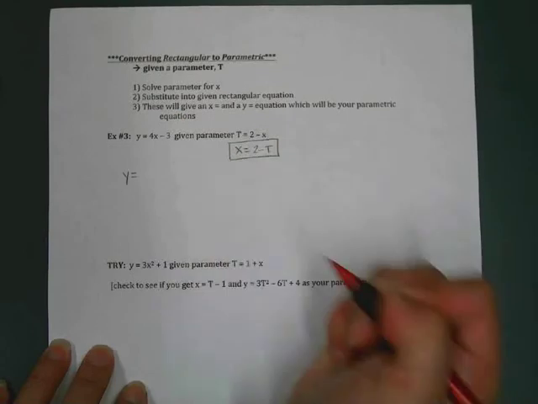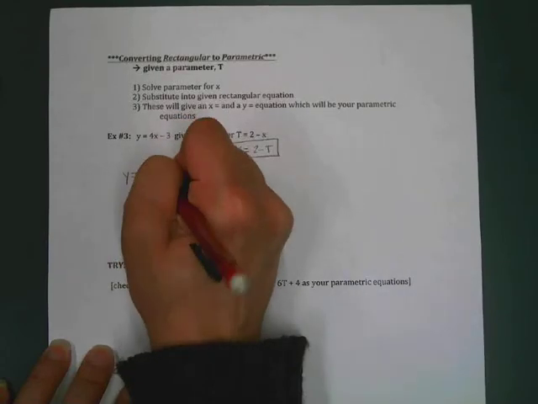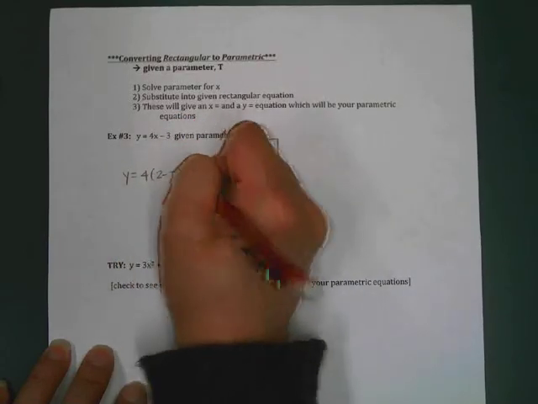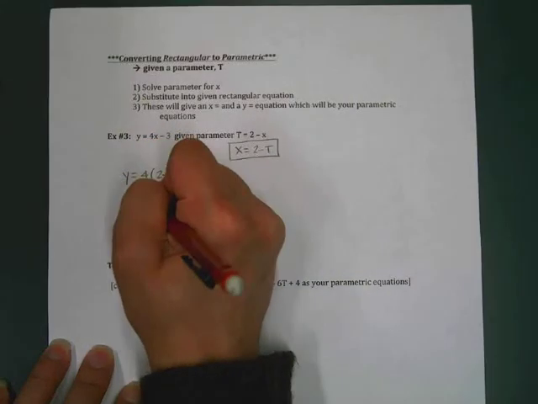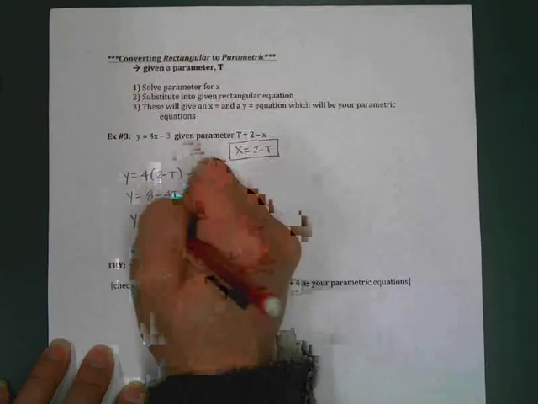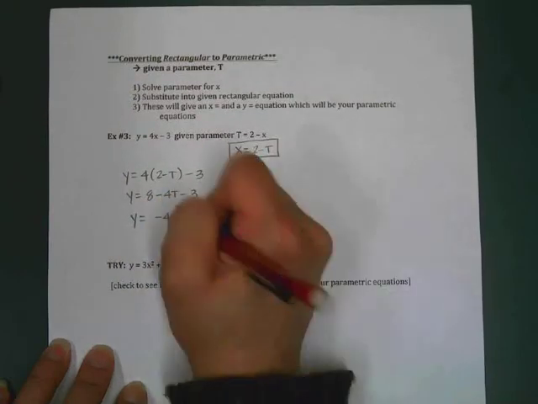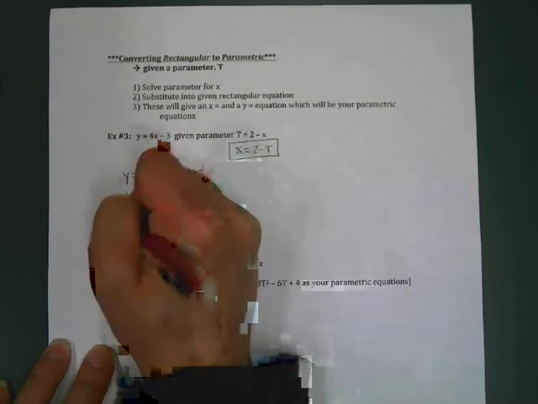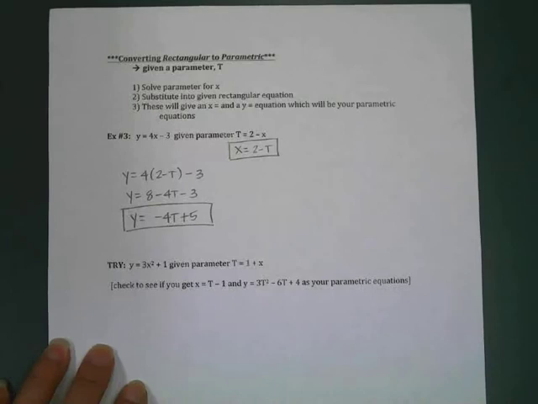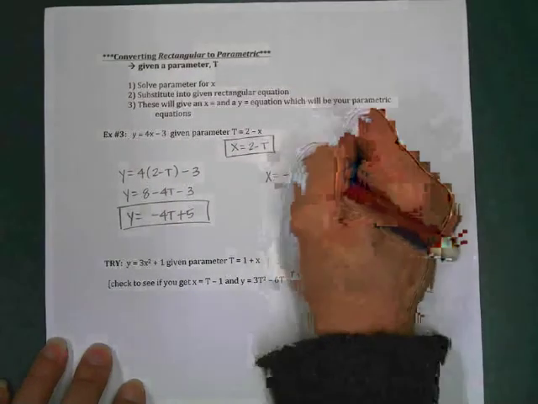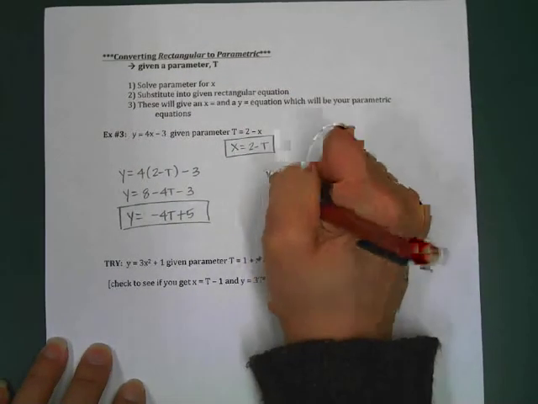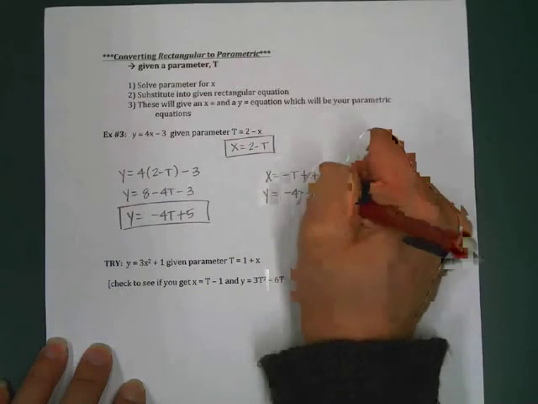So now you have y equals 4 times 2 minus t, minus 3. You're just going to distribute and combine your like terms. So your y is going to be negative 4t plus 5. So our system will say x equals negative t plus 2, and our y is negative 4t plus 5.